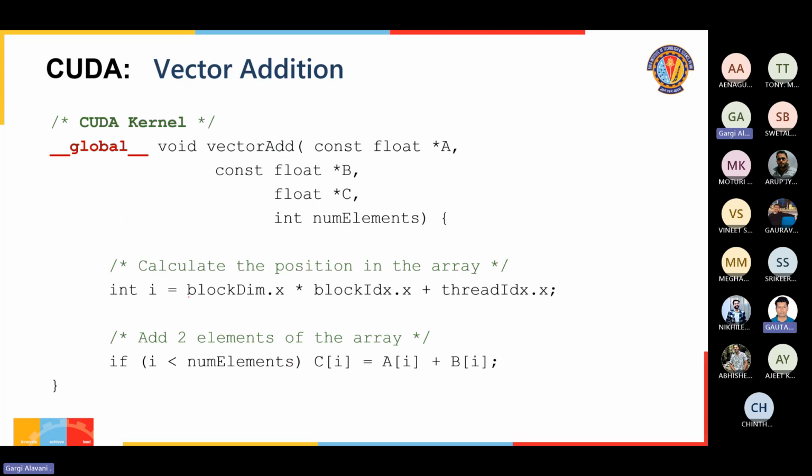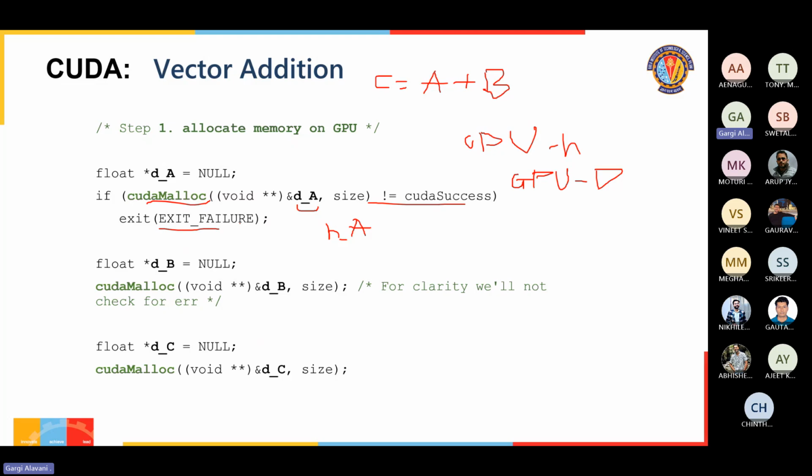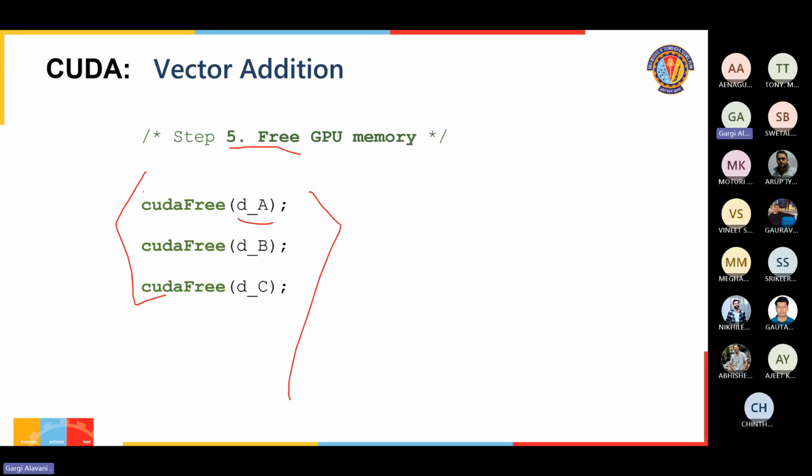This is how the CUDA kernel looks like. Ma'am, what are these ABCD? D A, D B, so this is device A, B. We allocated them here, right? Device arrays. The memory that you allocated on your GPU, you have to free it once you are done. You're freeing it here, because you're done with computation and you got the output. This is the final step.